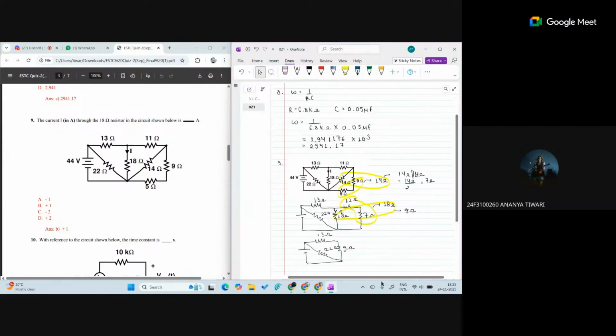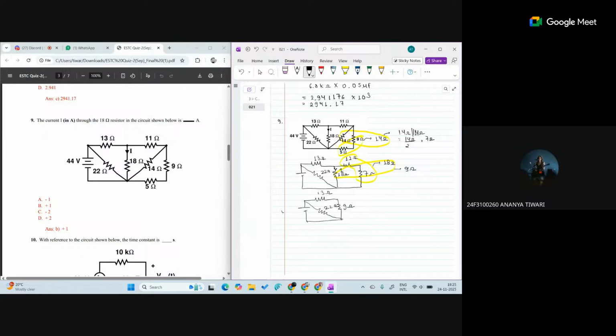Okay, 44 volt. So this 13 ohm and 9 ohm is in series. So we will get 22 ohm. And if we put this 22 ohm and this 22 ohm in parallel, then we will get 11 ohm. So this is our equivalent resistance, and we get the current.